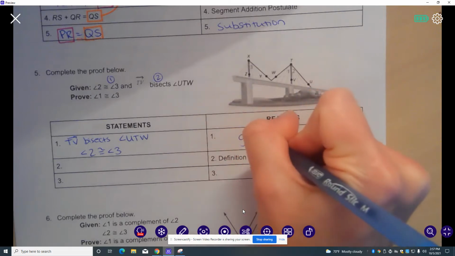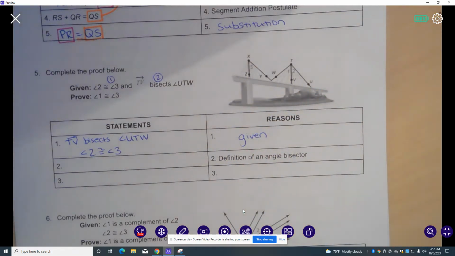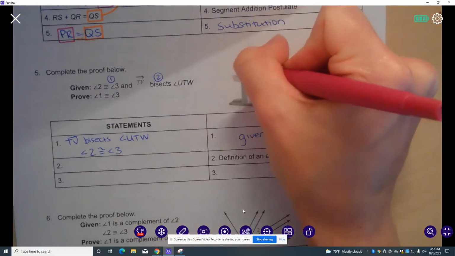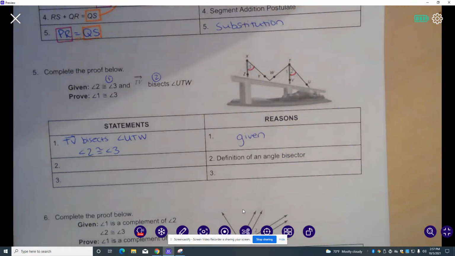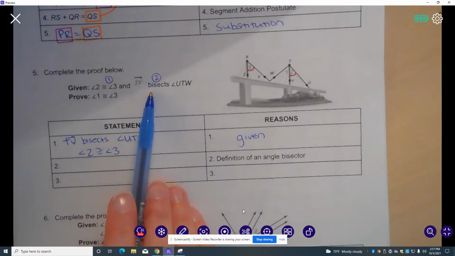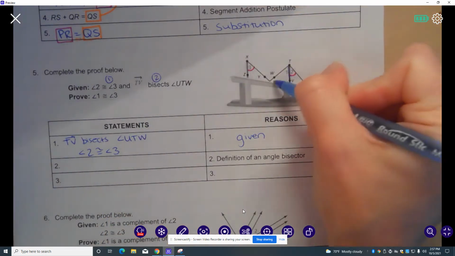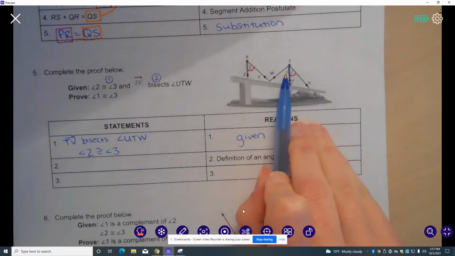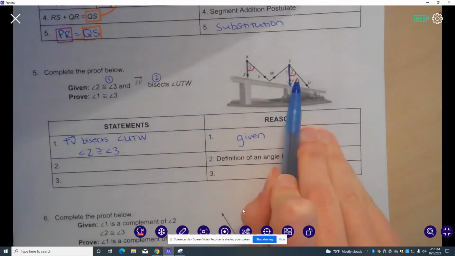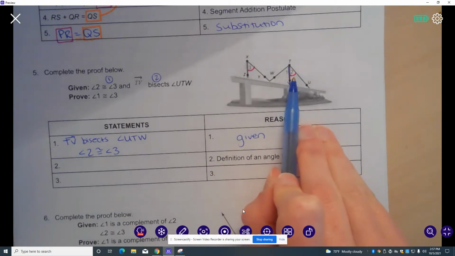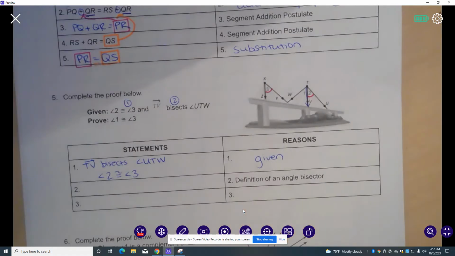Those are both given. Now I'm going to go ahead in my picture here and show that angle 2 is congruent to angle 3 with an arc. I'm going to put one arc there and one arc there. They tell me, remember, that ray TV, this ray here, bisects angle UTW. That means this ray divides this angle in half into 2 equal angles. Angle 1 and angle 2 are equal. And so I need to put this in my proof here.